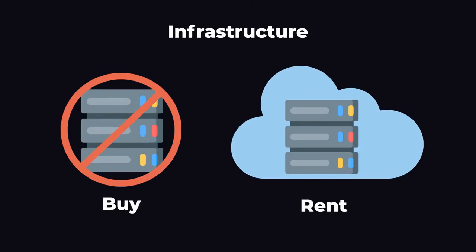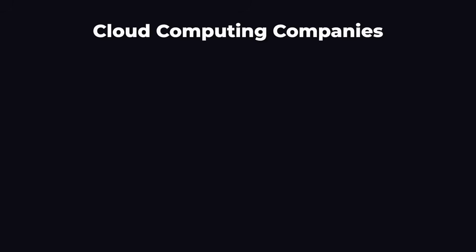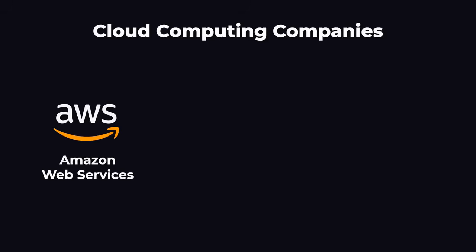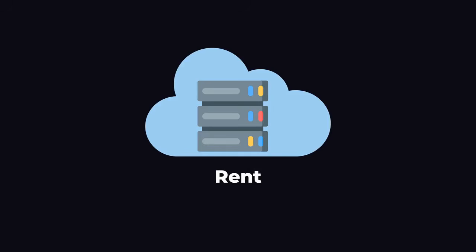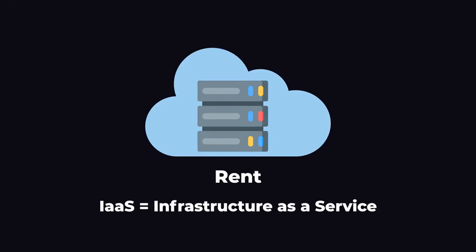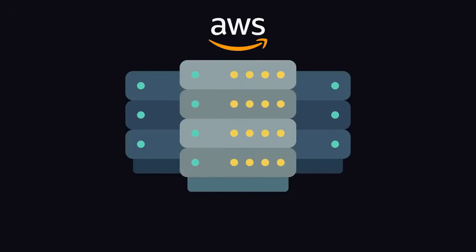So let's talk about the infrastructure nowadays. Instead of companies purchasing computers, they rent them from a cloud computing company. The biggest cloud computing companies are AWS, Amazon Web Services, GCP, Google Cloud Platform, and Microsoft Azure. The basic idea of cloud computing is that you are renting a bunch of computers. This is also known as infrastructure as a service.